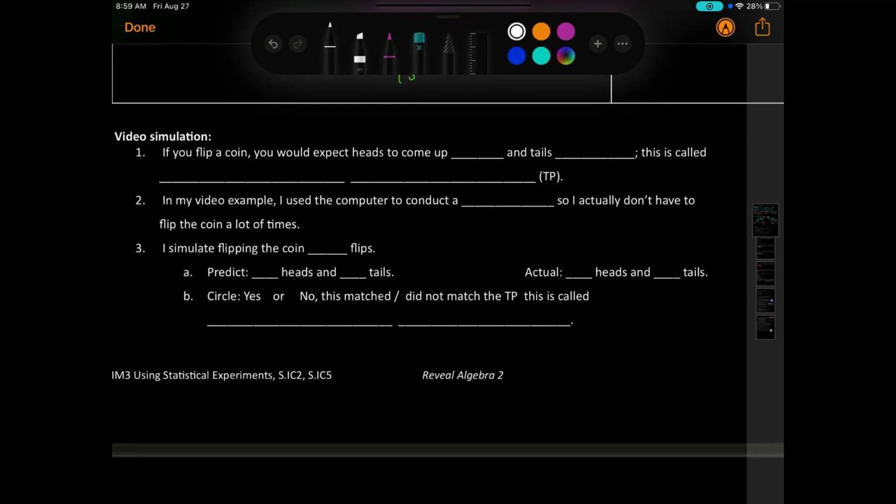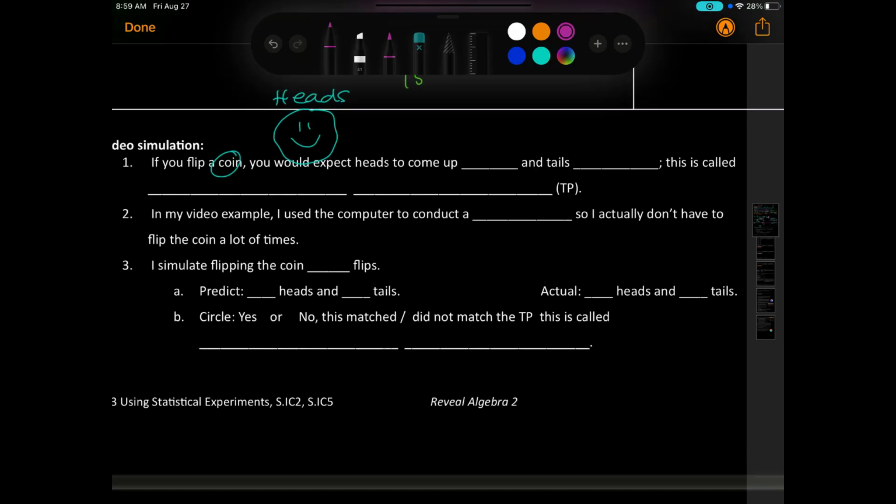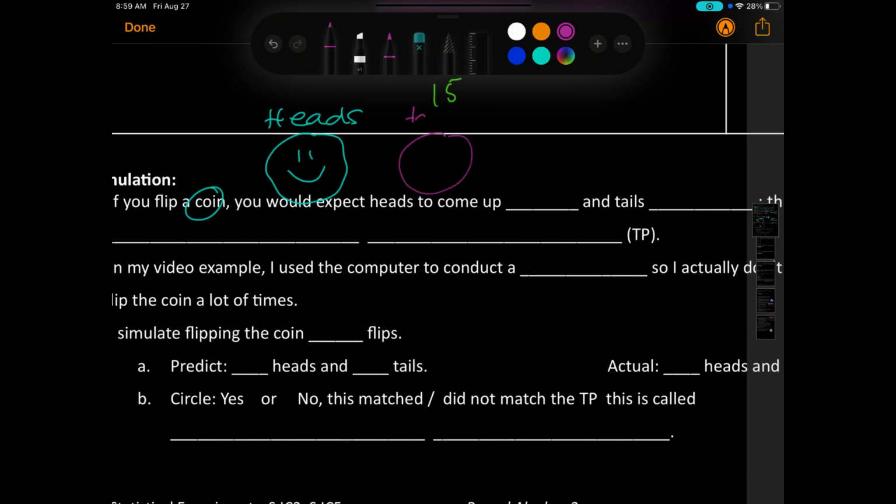Okay, let me fill out some of this, and then I'll show you guys my video simulation. If you flip a coin, you have heads, and then you have what? Tails, they call it. My kids have been drawing dinosaurs, so tail.